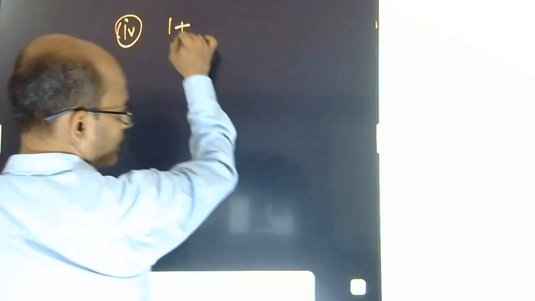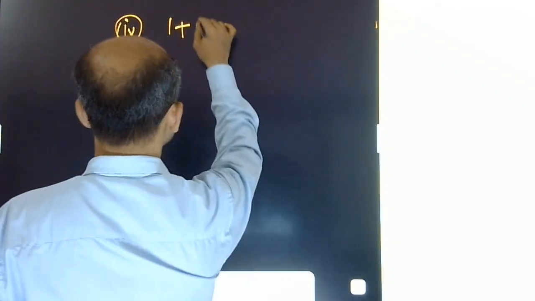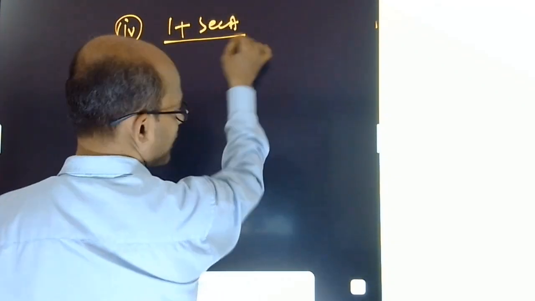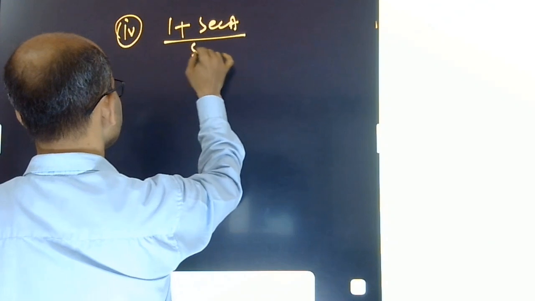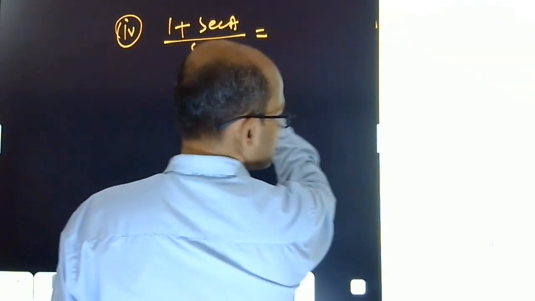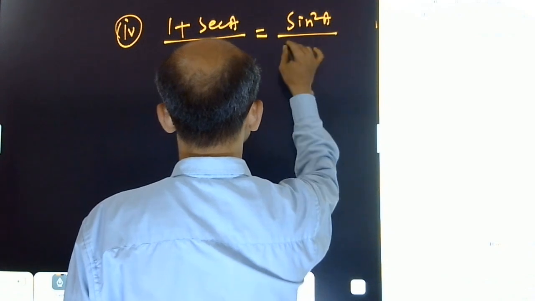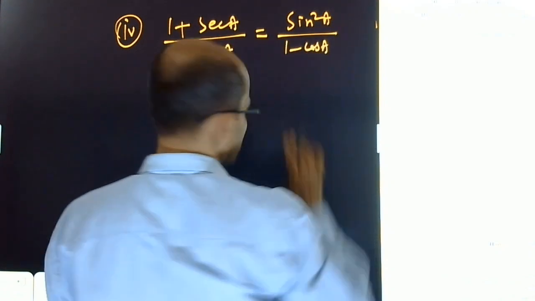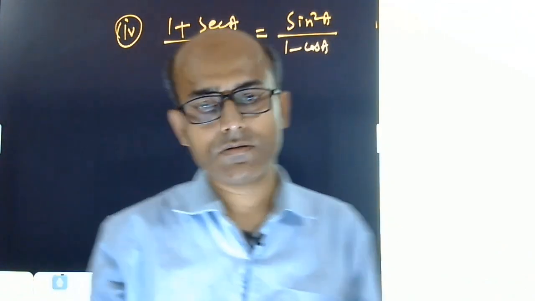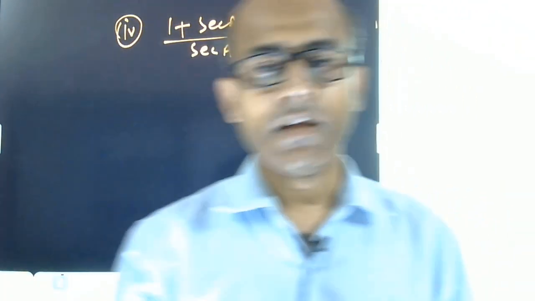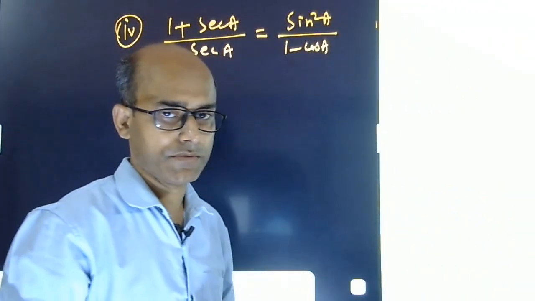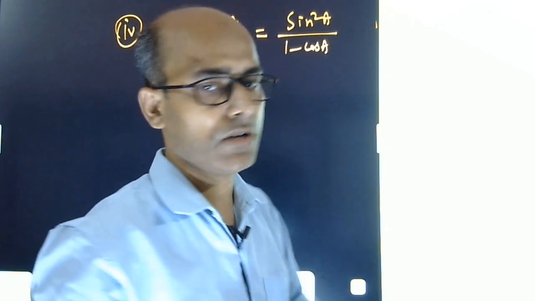We are required to prove that LHS, (1 plus sec A) divided by sec A, is equal to sin square A divided by (1 minus cos A). Actually this is very simple. I can really tell you this is absolutely very simple. Anyone can make an attempt to solve this. Okay, no problem, I am just going to show you how simple this is.